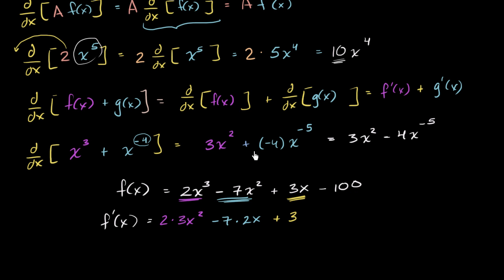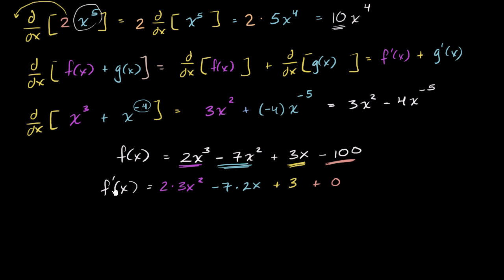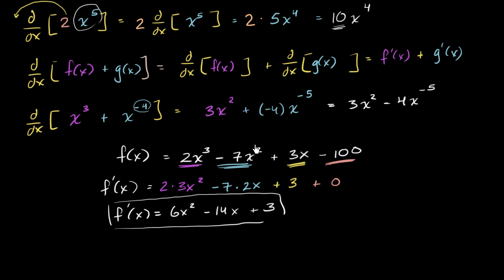What's the derivative of a constant going to be? Well, we covered that at the beginning of this video. The derivative of any constant is just going to be 0. So plus 0. And so now we are ready to simplify. The derivative of f is going to be 2 times 3x squared, which is 6x squared. Negative 7 times 2x is negative 14x plus 3, and we don't have to write the 0 there. And we're done. We now have all the properties in our tool belt to find the derivative of any polynomial, and actually things that even go beyond polynomials.